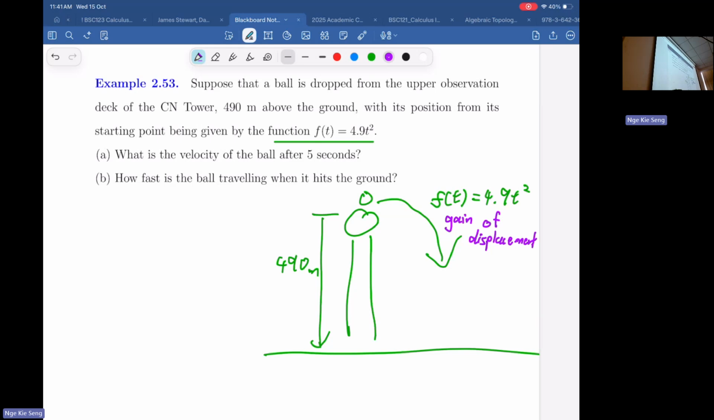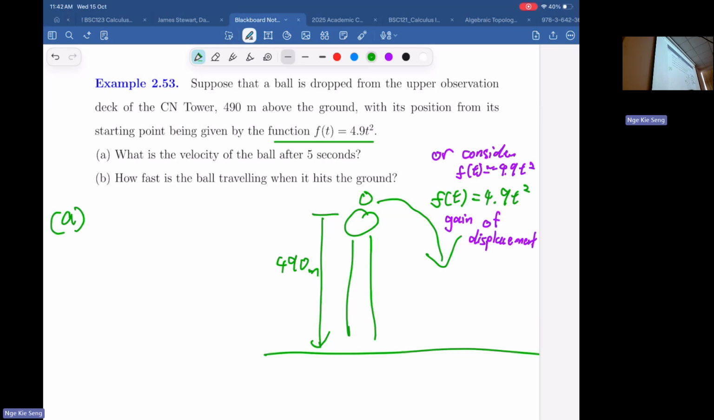Although the direction is negative, right? So it is positive, but you could actually consider f(t) equals minus 4.9 t squared. It's fine, depending on how you want to view this. So what's the velocity here? What's the velocity of the point after 5 seconds?